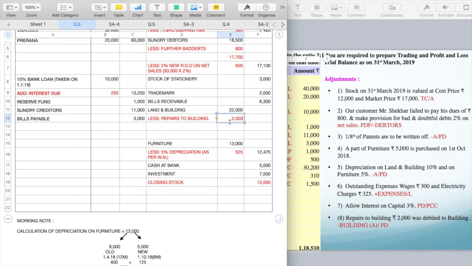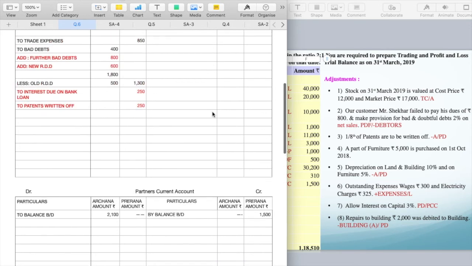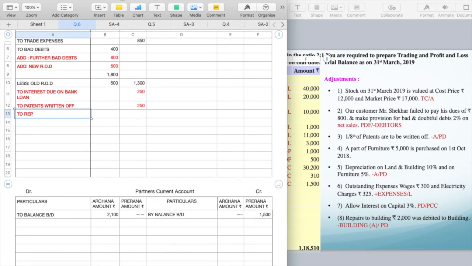Right? So the balance will be 20,000 in the inner column itself. So quickly I'll just transfer repairs to building in the profit and loss account. Repairs to building is an expenditure, and the existing account was not there, so I'll just transfer it into the outer column. Now I have transferred repairs to building over here.